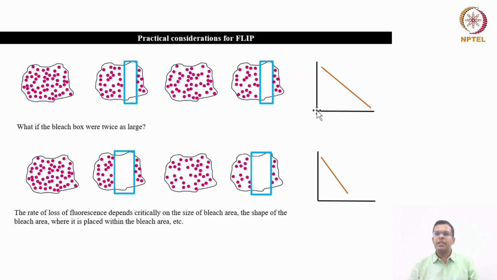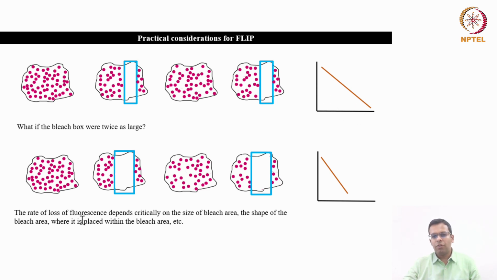Here are some practical considerations for the FLIP analysis. The first thing is, what if the bleach box were twice as large? In our experiment, we use a bleach box of this size. But what will happen if I make the bleach box a little larger so that half of the cell is bleached? In this case, you can see there will be this kind of difference in the fluorescence.